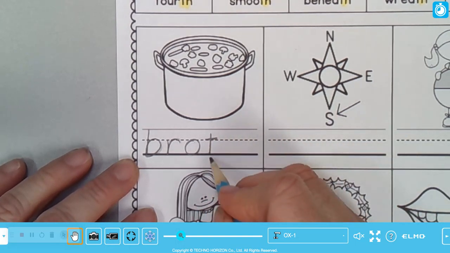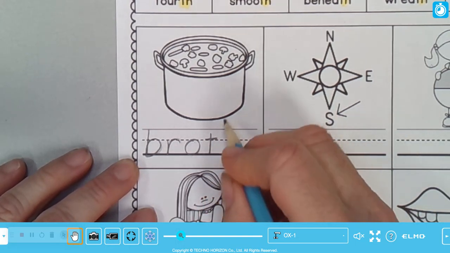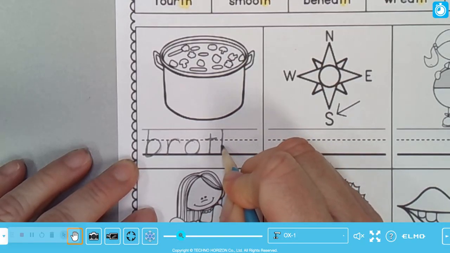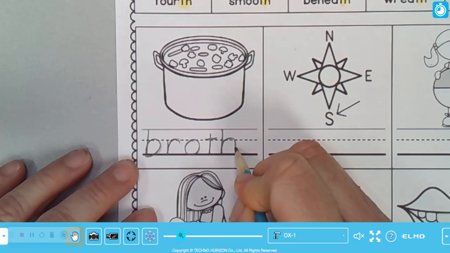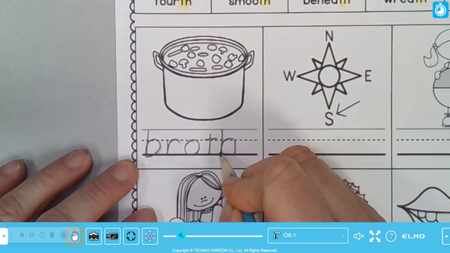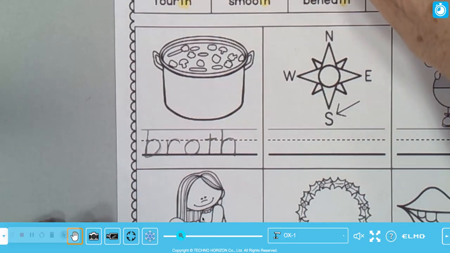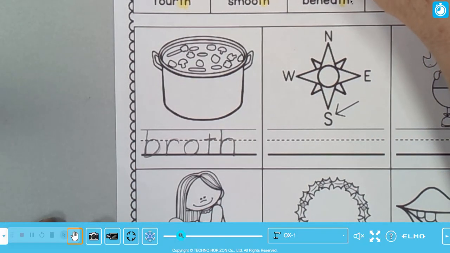So start here, down, across. And then the H, start at the top for the H. Go straight down to the bottom, then back up to the middle, turn to the bottom and stop. So down, back up, turn and stop. Broth. Okay, I'm going to pause the video.